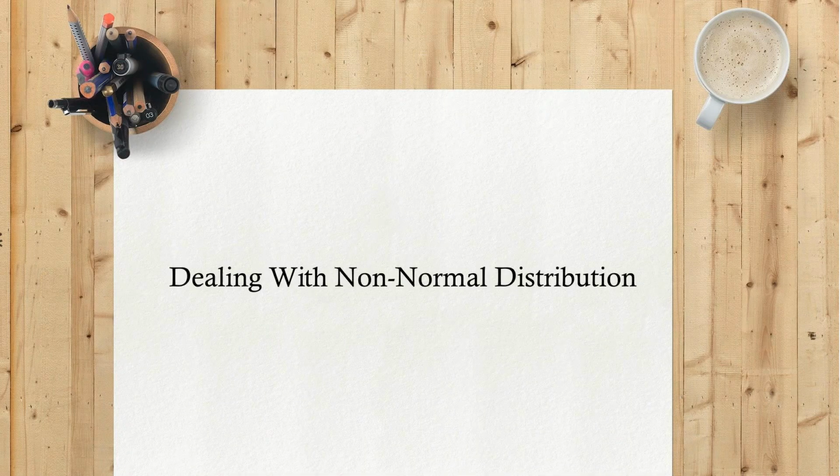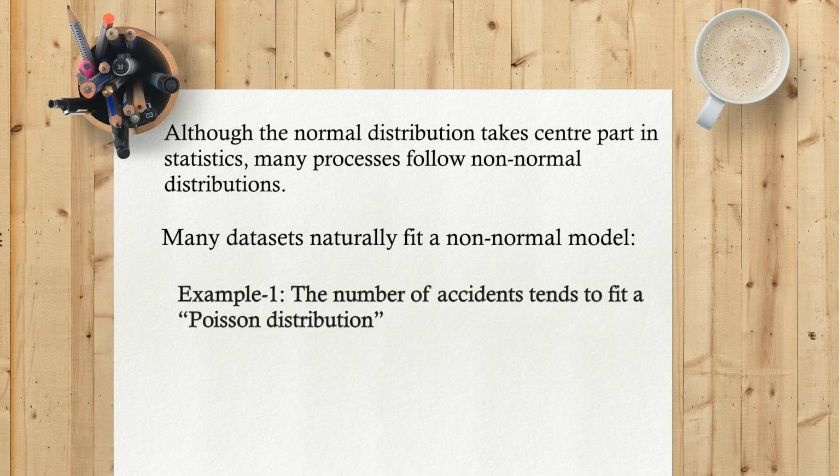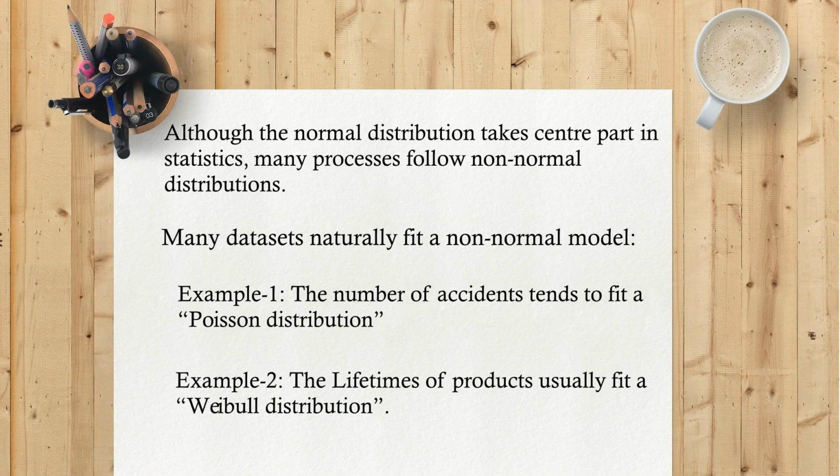Dealing with non-normal distribution. Although the normal distribution takes center stage in statistics, many processes follow non-normal distributions. Many datasets naturally fit a non-normal model. Example 1: the number of accidents tends to fit a Poisson distribution. Example 2: the lifetimes of products usually fit a Weibull distribution.